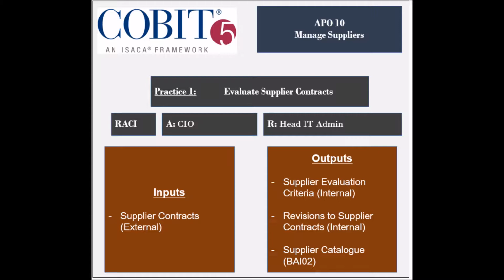The practice receives one input, which is the supplier contracts from external sources. It generates 3 outputs, which are the supplier catalog to be used by the BAI2 process, and the supplier evaluation criteria and the potential revisions to supplier contracts to be used internally.